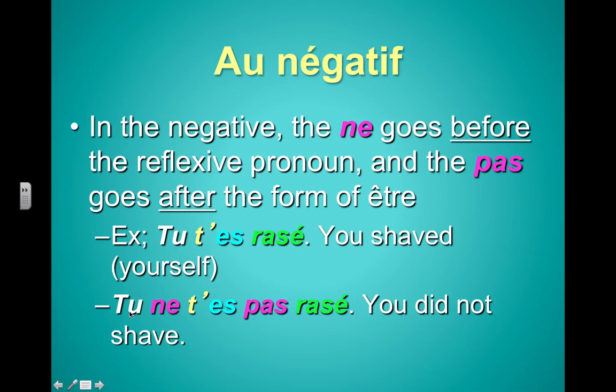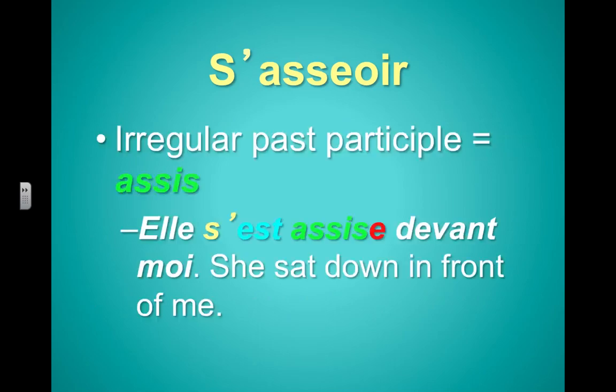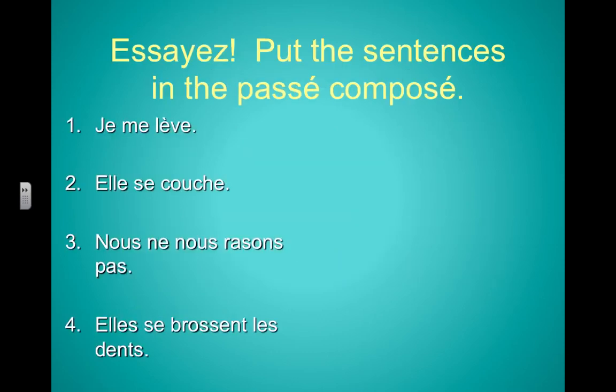Okay. So, oh gosh, I forgot about s'asseoir. The past participles, assis, you already wrote down. So here's an example of s'asseoir in the passé composé. Pretty crazy, right? Look at that E. Oh, jeez. Okay, now we're ready.